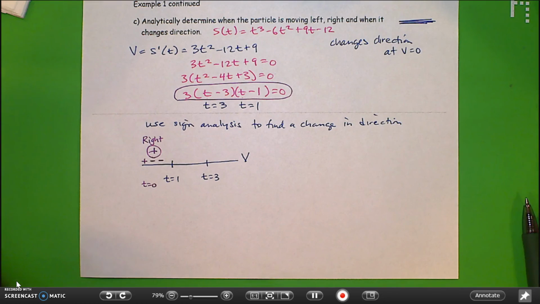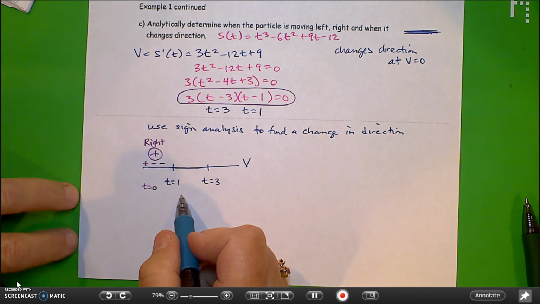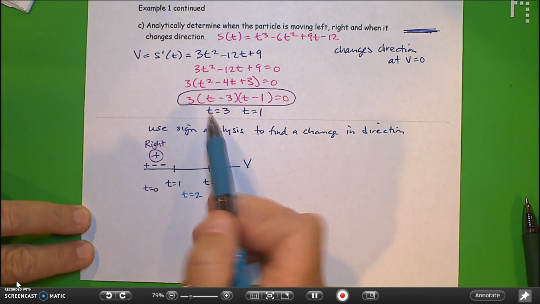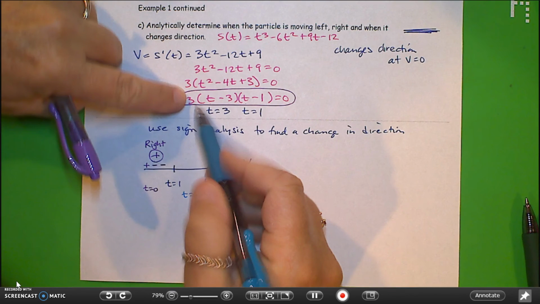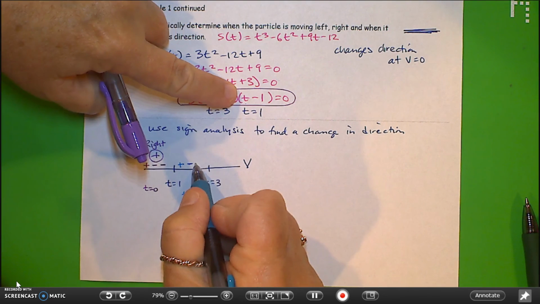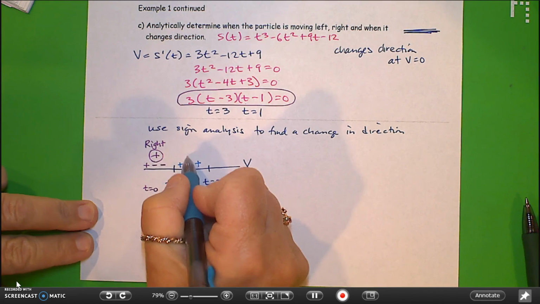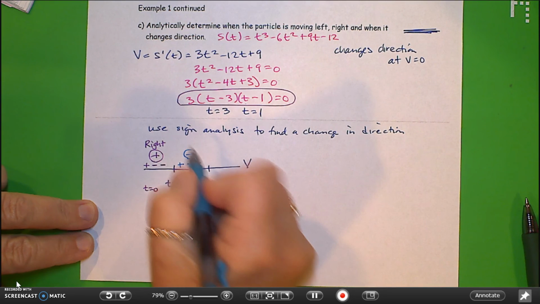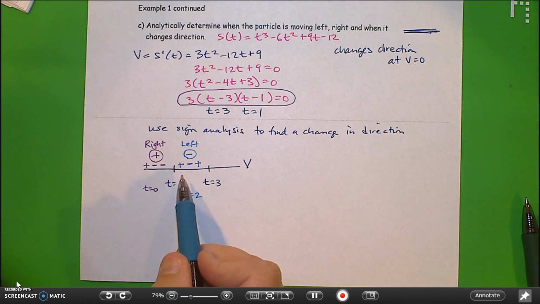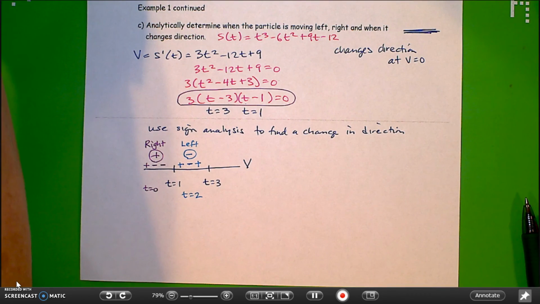In the next piece, I need a number between 1 and 3, so I'm going to use t equals 2. I'm going to do the same thing, plugging in 2 up here. 3 is always positive. 2 minus 3 is negative. 2 minus 1 is positive. So a positive times a negative times a positive is negative. So that means in this interval, the particle is moving to the left. So we did have a change in direction at that 0.